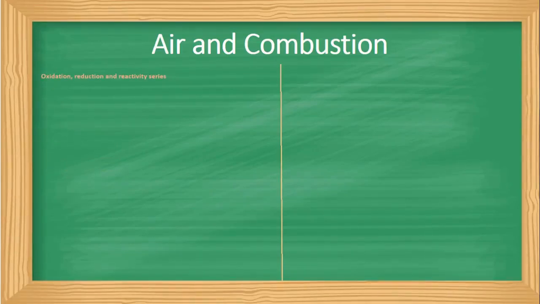Let us now talk about oxidation, reduction, and reactivity series. So oxidation is gaining of oxygen. For example, when magnesium reacts with oxygen, it forms magnesium oxide. It gains oxygen to form magnesium oxide. So there is oxidation. Reduction is losing or donating of oxygen.